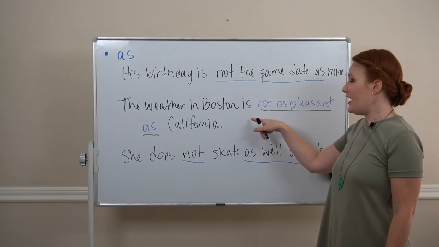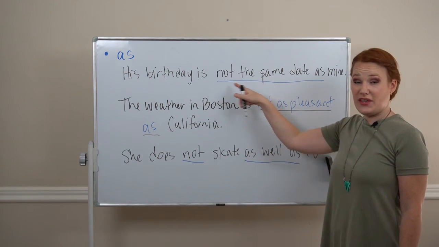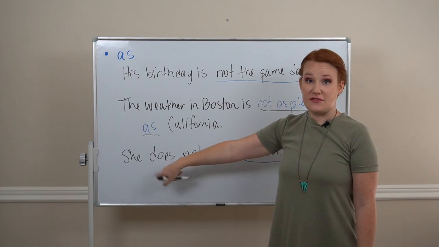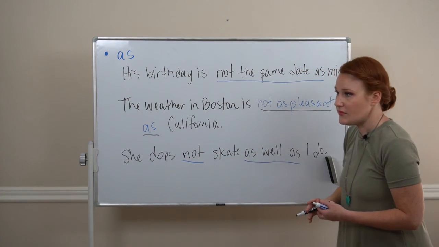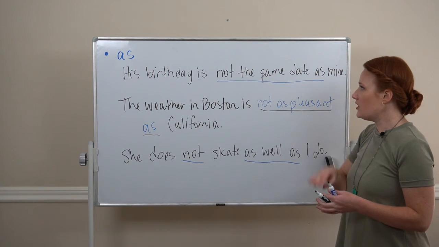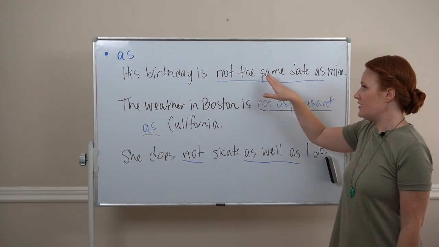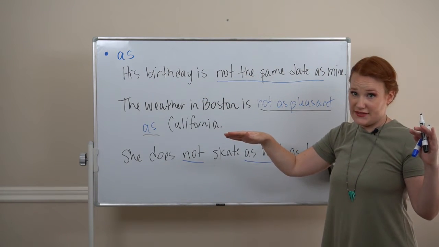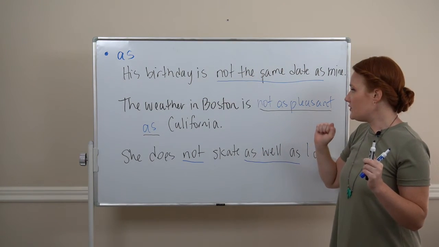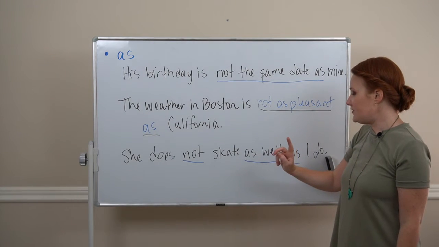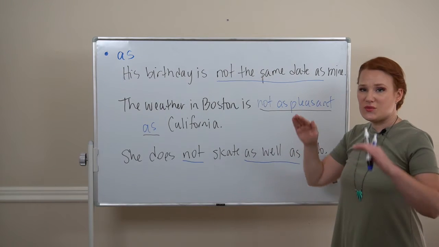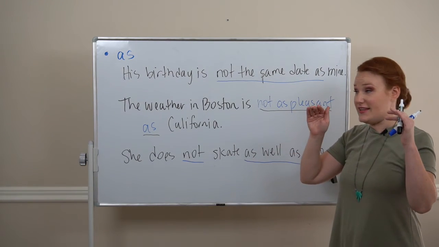So with nouns and adjectives, we'll just put not at the beginning of our comparative phrase. With adverbs, we'll do a negative verb form. For a noun with not, we're talking about a birthday here, it just means they're different. They're not the same. But when we use not with adjectives and adverbs, pleasant and well, it means the first one is less than the second one.